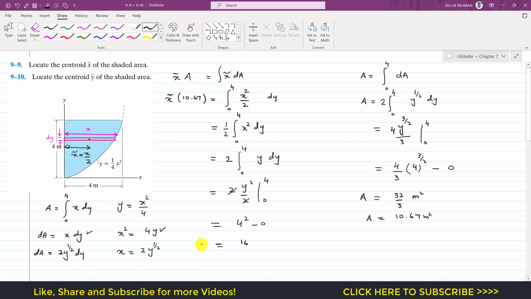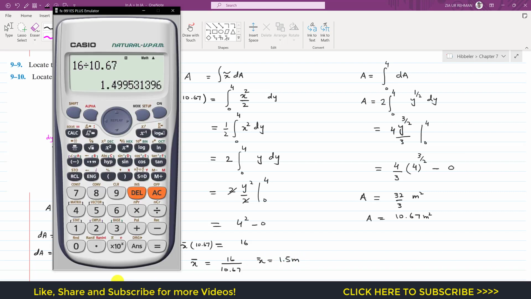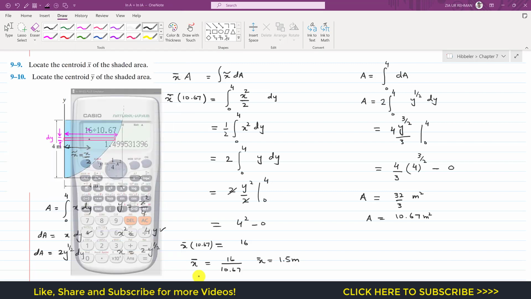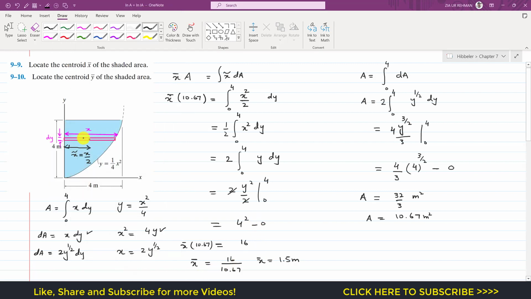So now we can find x bar. This is equal to x bar times 10.67. So if I divide it by 10.67, this is 16 divided by 10.67, so x bar comes out to be 1.5 meters approximately. So this means that the centroid location of this shaded area from the x-axis is located at a distance of 1.5 meters.